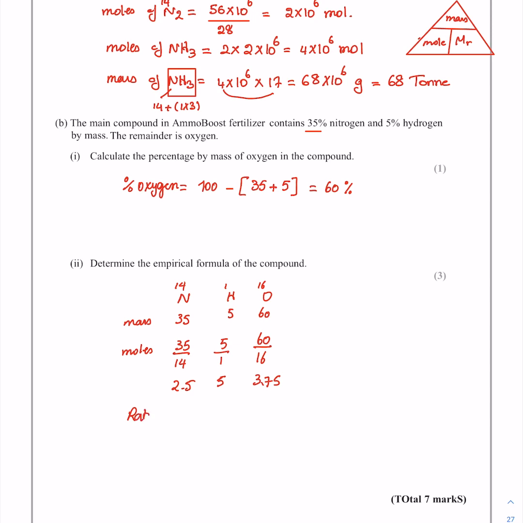هنجيب الريشيو by dividing على smaller number. 2.5 على 2.5 اللي هي تطلع 1 و 5 على 2.5 اللي هي تطلع 2 و 3.75 over 2.5 اللي هي تطلع 1.5. والرقم ده مش whole number فهنعمل multiplying by 2 يبقى 2 by 1 give you 2، 2 by 2 give you 4، 2 by 1.5 give you 3. وبكده يبقى الامبيريكال formula للكومباوند اللي هو الامو بوست fertilizer is N2H4O3.